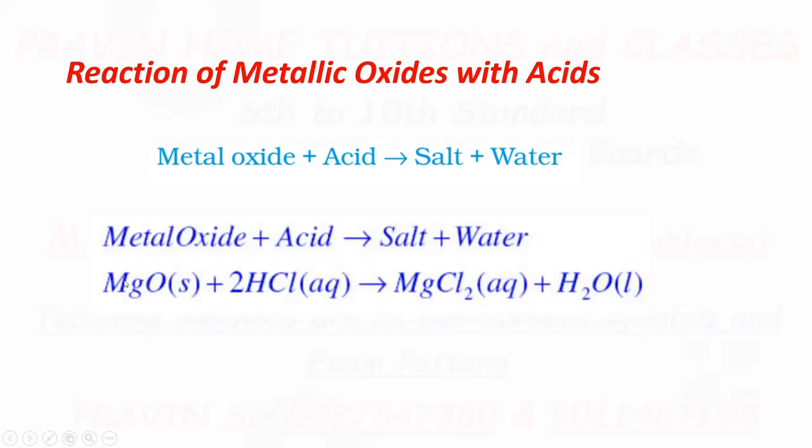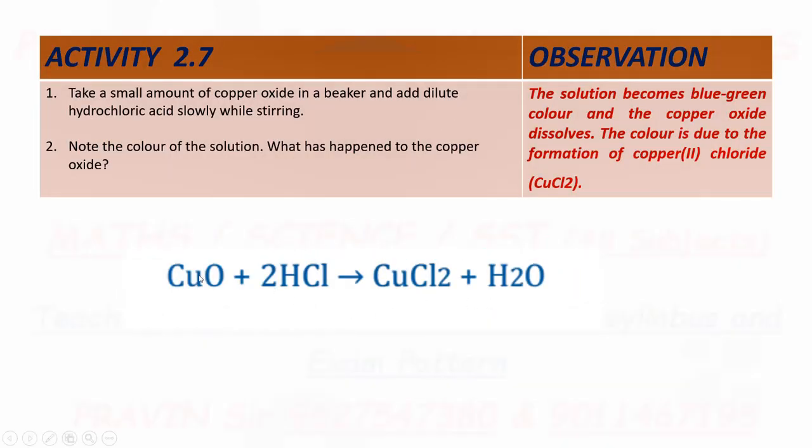See the example. MgO, magnesium oxide, metal oxide, reacts with acid, hydrochloric acid, HCl. Products formed: MgCl2, magnesium chloride, salt, H2O, water. These are the products. Another example, copper oxide, when it reacts with hydrochloric acid, forms CuCl2, copper chloride, this is salt, and H2O is water.